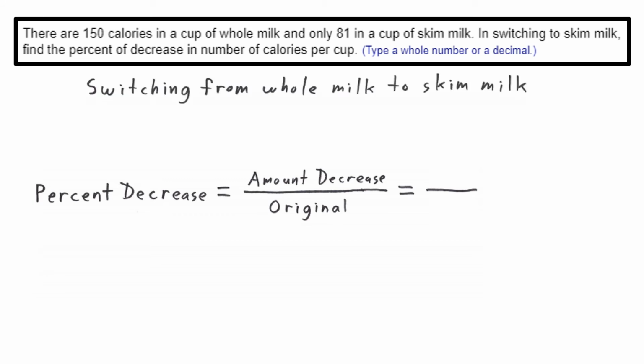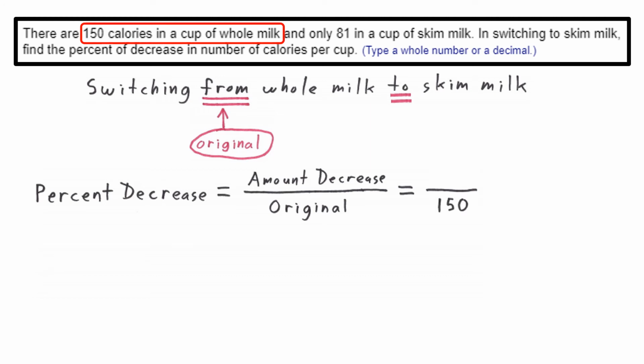It says that we're switching from whole milk to skim milk. So the original amount of calories that we drank are whatever the calories were in the whole milk. The question says there's 150 calories in a cup of whole milk, so that will go on the bottom. Now we need to find the top.